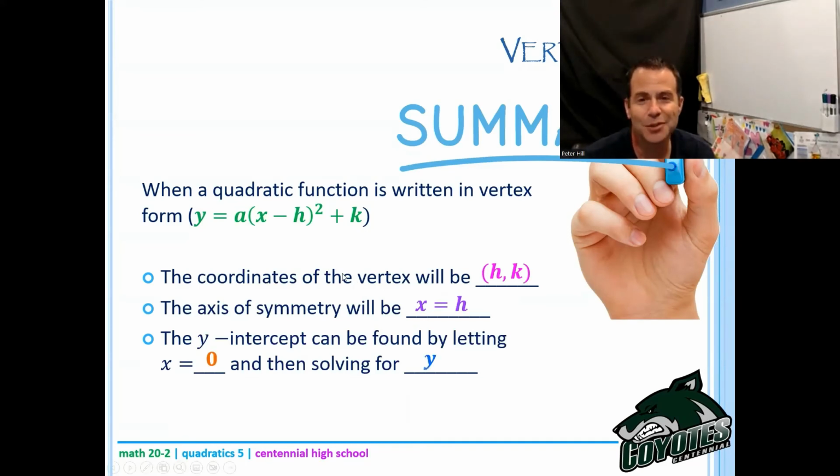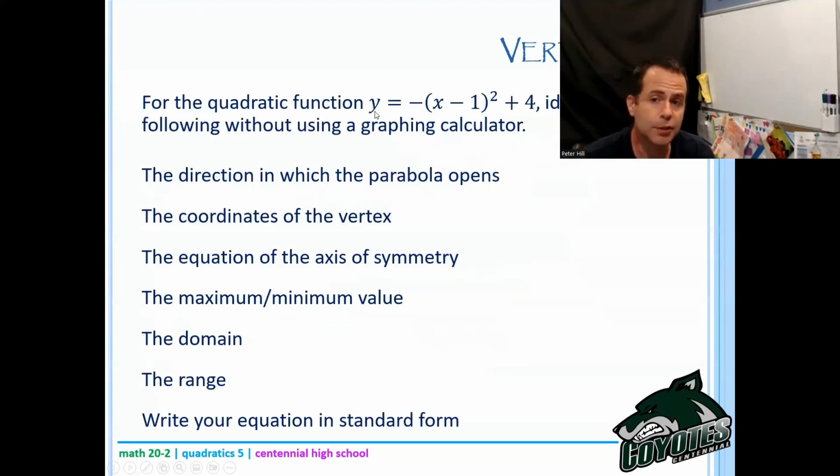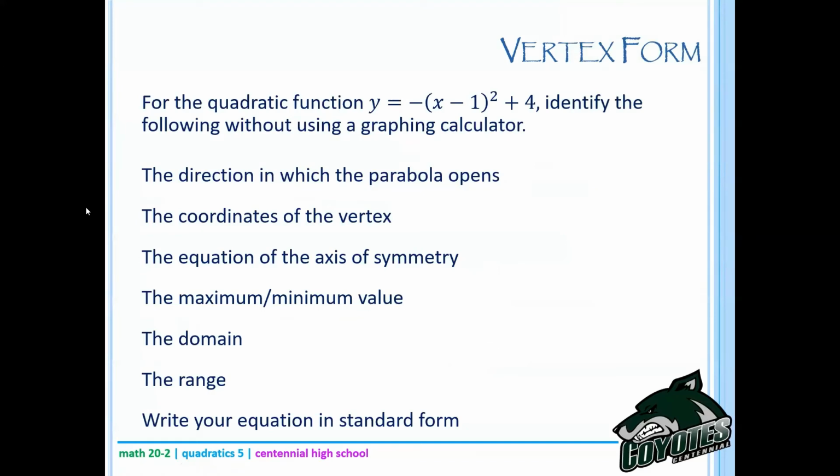Okay, so let's just go through a few questions to solidify this together, okay? So I've given you an equation here. For the quadratic function y equals negative, x minus 1 all squared, plus 4, identify the following without the use of a graphing calculator. I'm just going to hide myself for a quick sec.